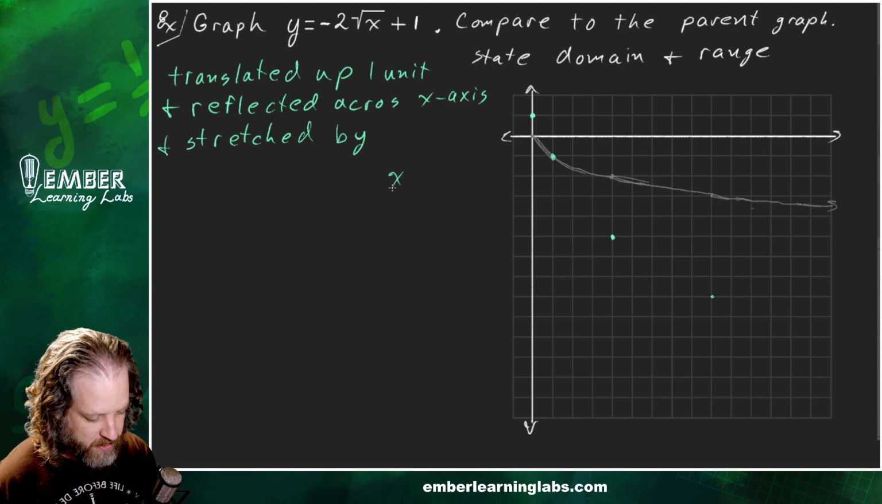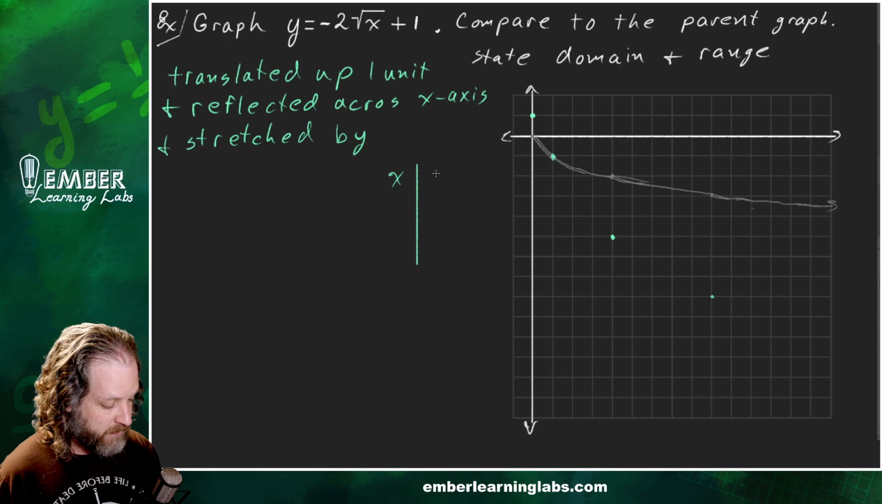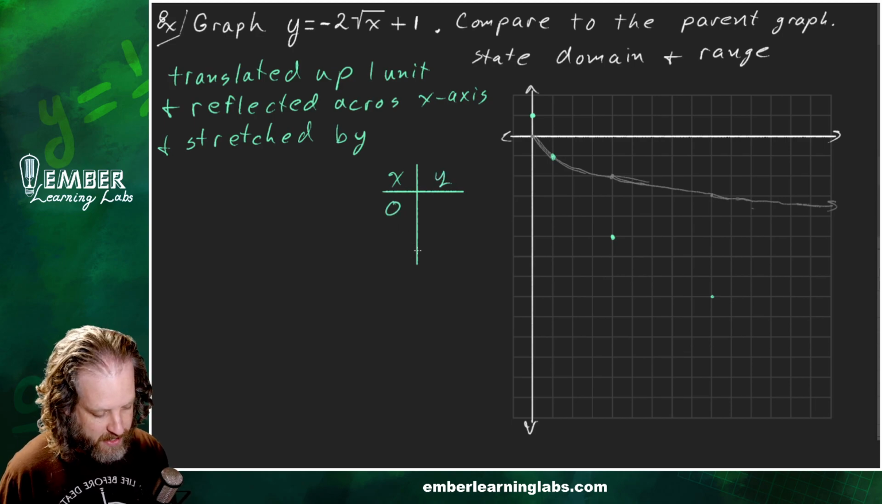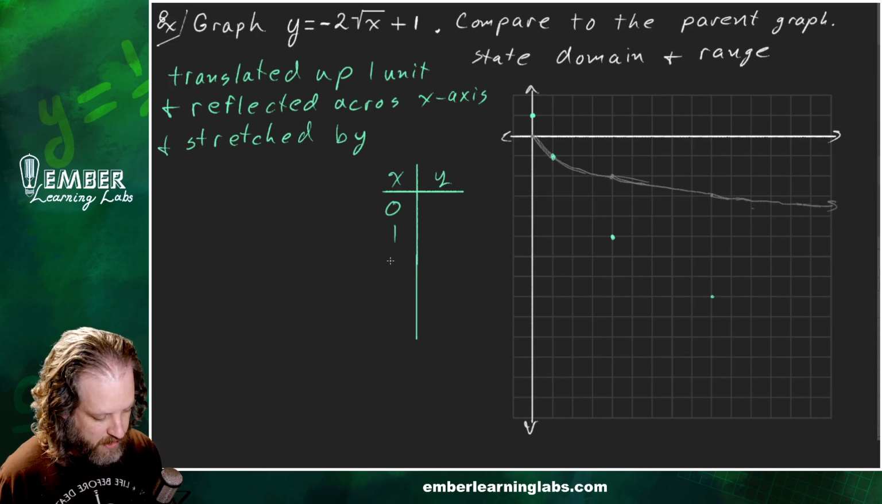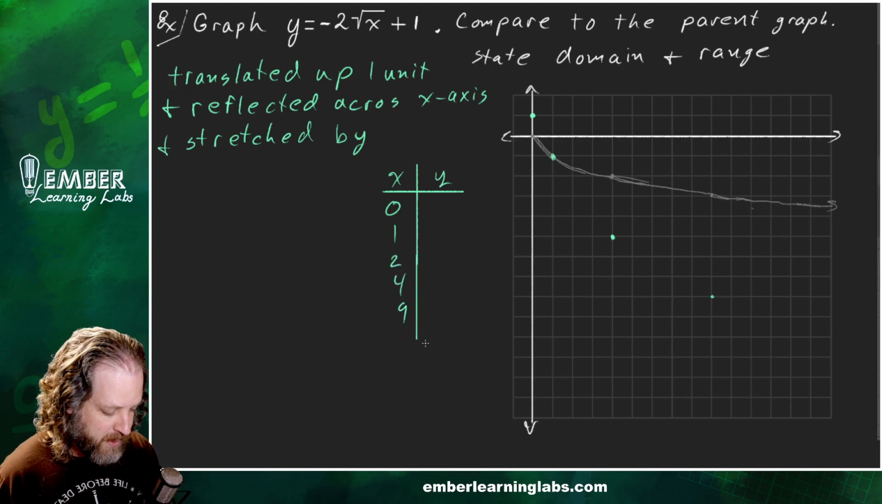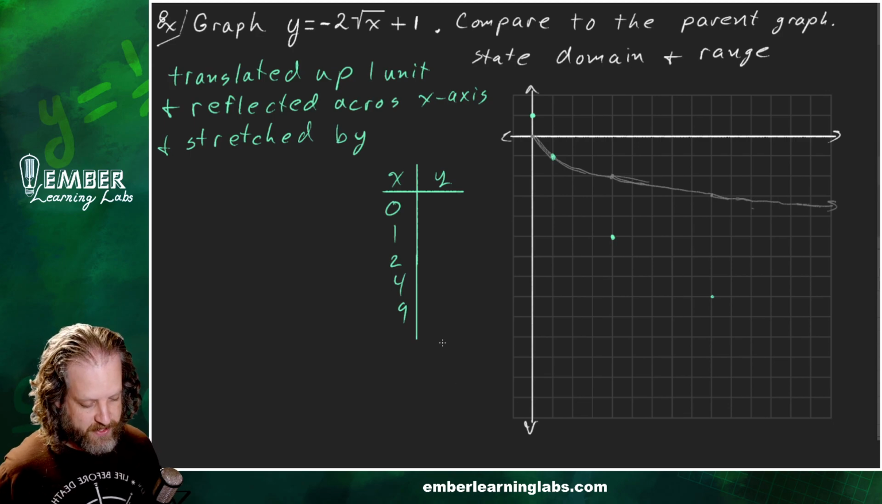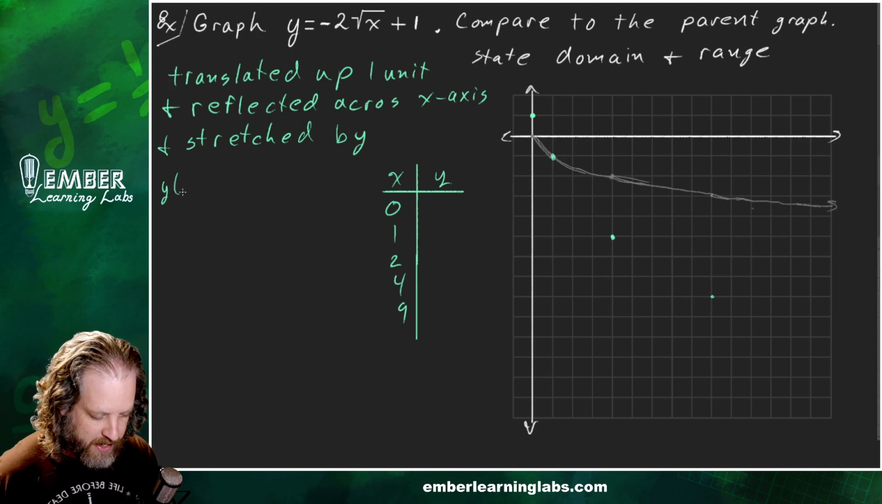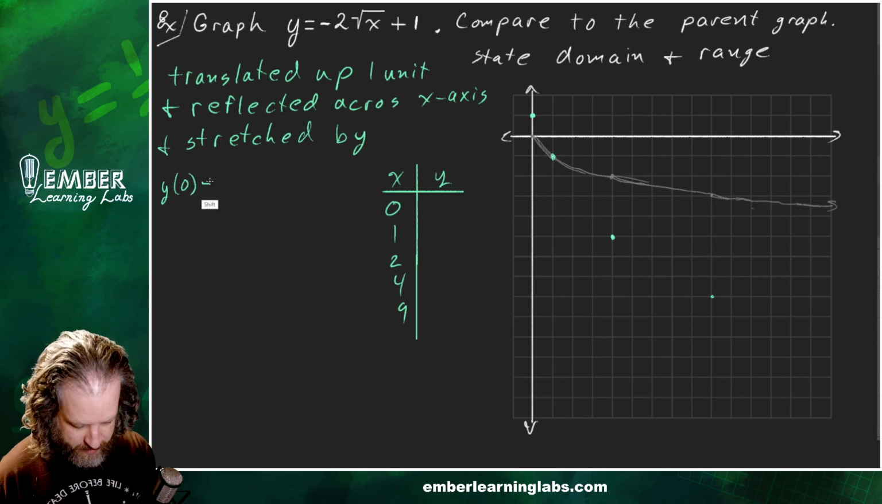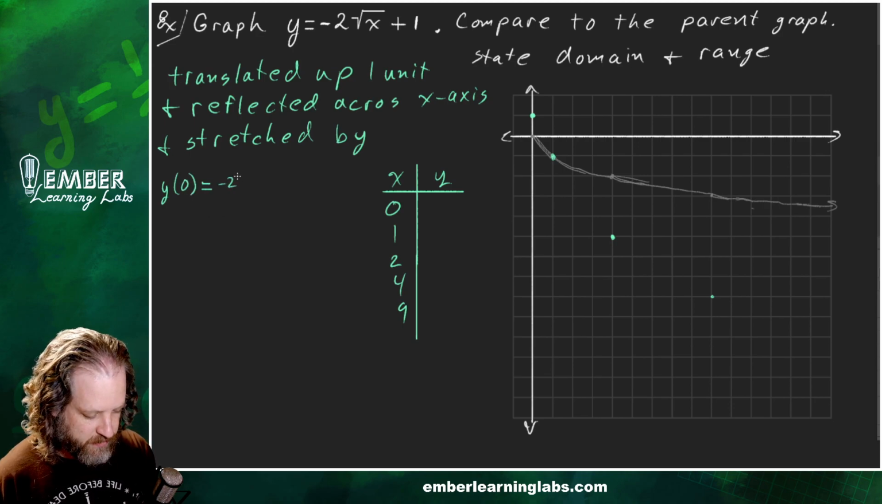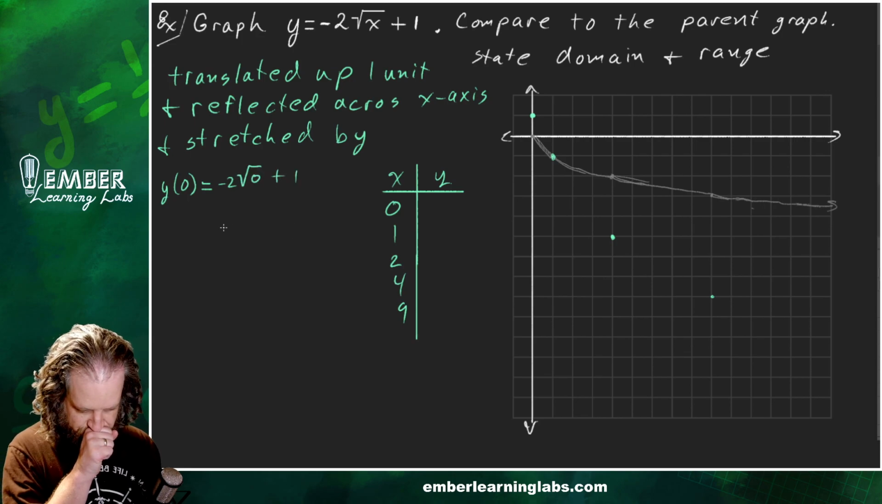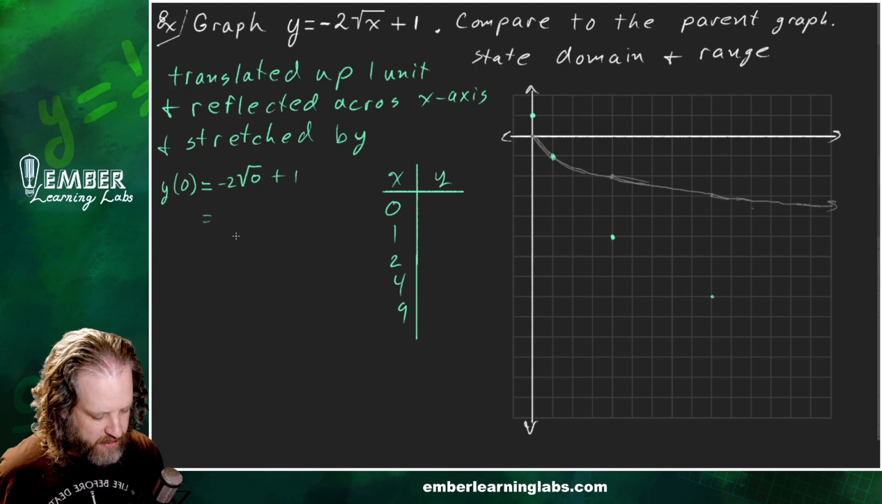So for our T-chart, there's no left and right shift. So we're going to put in our old standbys, 0, 1, 4, and 9, because the H didn't change, right? So we're going to use our normal ones. So y of 0. This one's going to be pretty straightforward, right? -2 times the square root of 0 plus 1. So equals, this is going to be 0 plus 1 is 1, right? So 0, 1, that checks out.